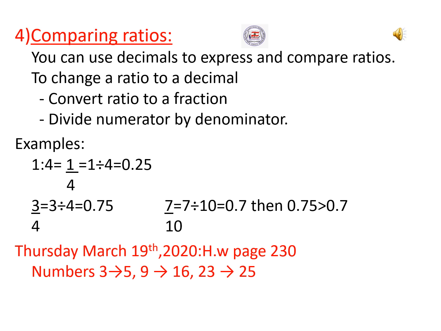To tell whether ratios are equivalent or not equivalent, we write each ratio as a decimal, then we compare the decimals. If the decimals are equal, then the two ratios are equivalent. If not, then the two ratios are not equivalent.